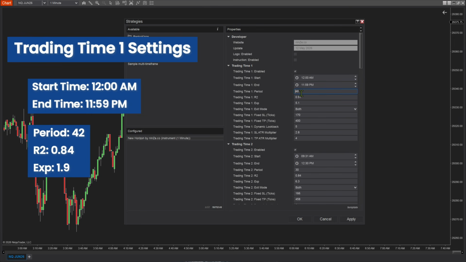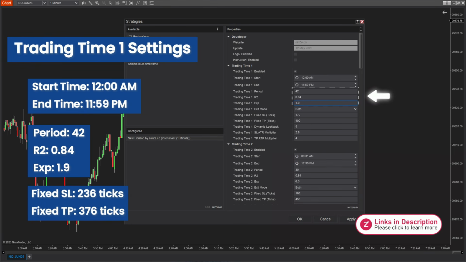Next, enter the core parameters. Period, 42. R2, 0.84. XPeer, 1.9. The period setting defines how many bars the bot uses to evaluate market slope and trend structure. R2 measures trend quality and trend consistency. XP determines the required strength of the signal candle before a trade can be triggered.